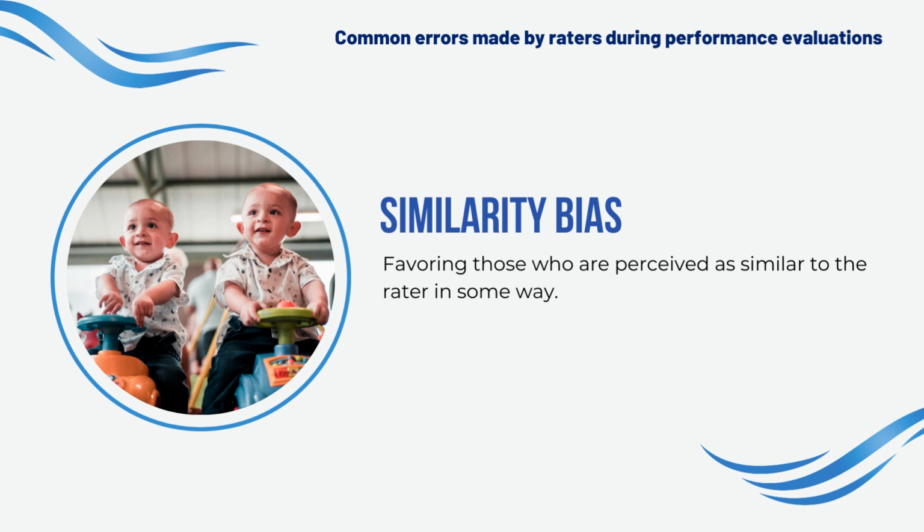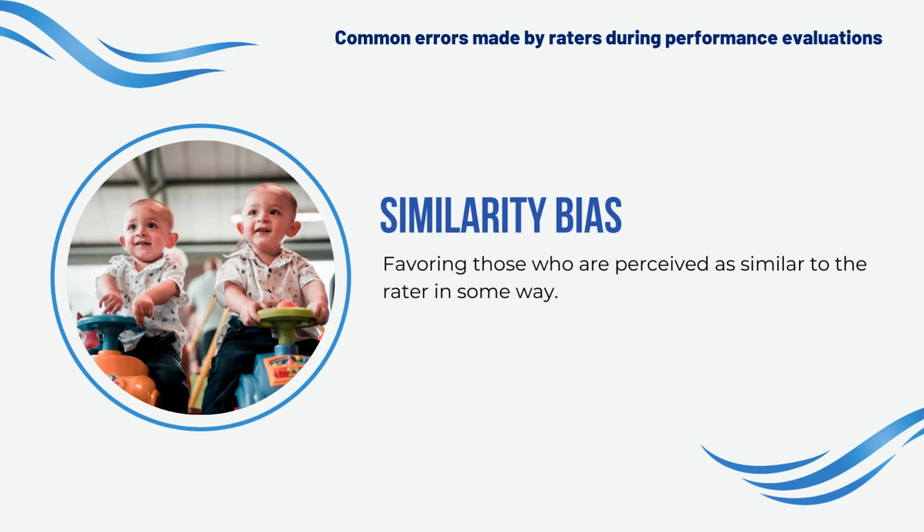This causes individuals to be more favorable towards others who are similar to them. These similarities can be in terms of shared experiences, interests, values, or demographic characteristics, like age, gender, ethnicity, and so on. In the context of performance evaluations, similarity bias can occur when a rater gives higher ratings to individuals who they perceive as being similar to themselves, regardless of the actual performance of the individuals.